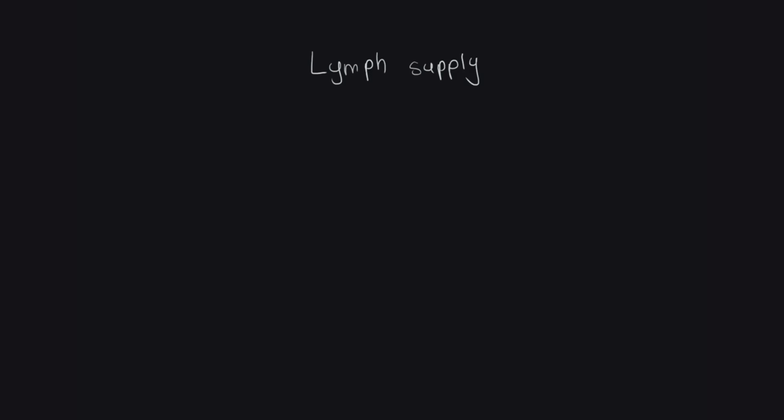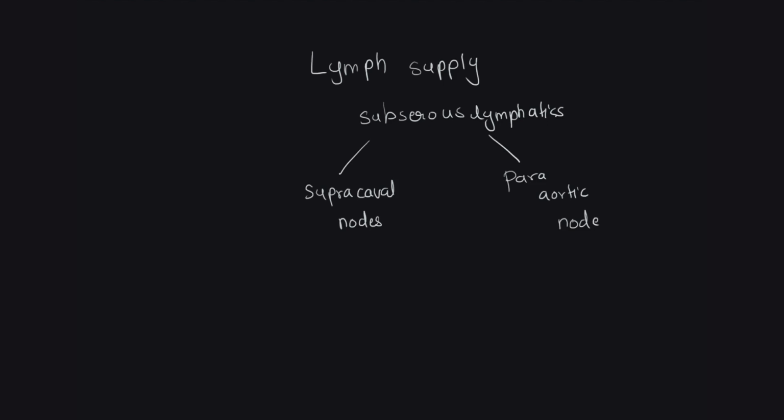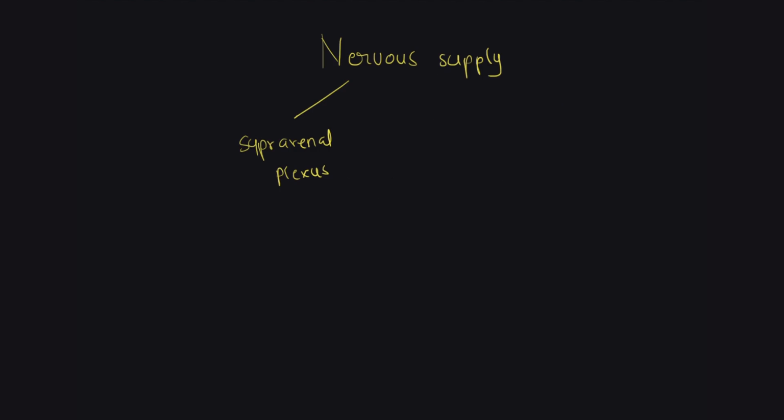The lymphatic supply is done with the help of the subserous lymphatics, and then we have the supracaval nodes. They drain into the supracaval nodes and then the para-aortic node. Then we have the nervous supply, which is by the suprarenal plexus, and then the aorticorenal plexus, and lastly the celiac. The microstructure of the suprarenal gland is divided into the suprarenal cortex, and then we have the suprarenal medulla.